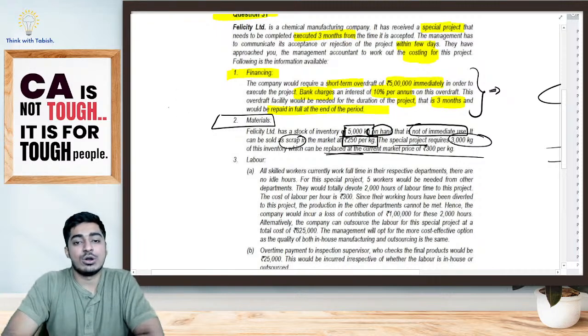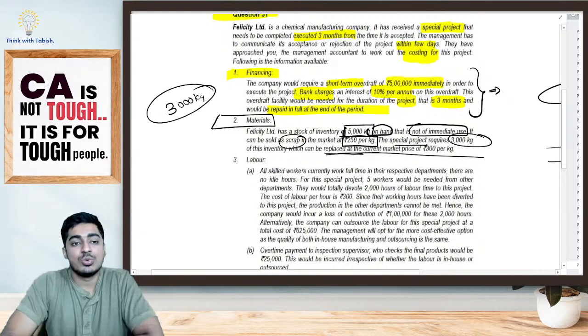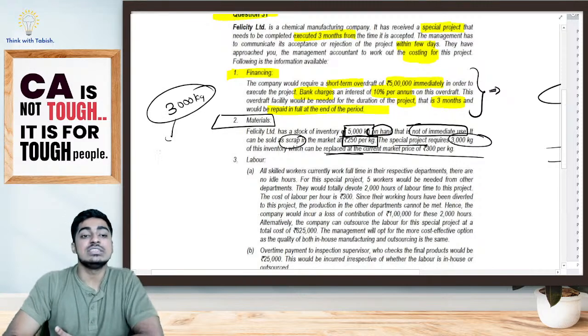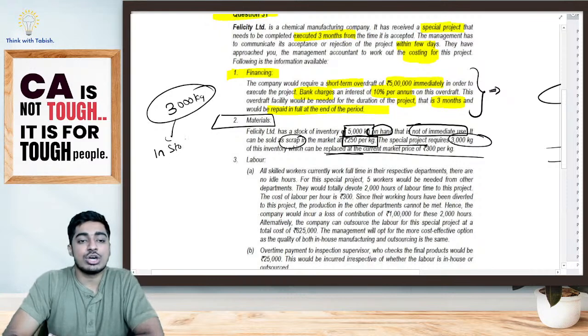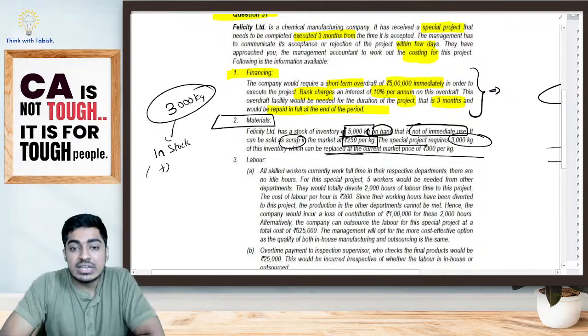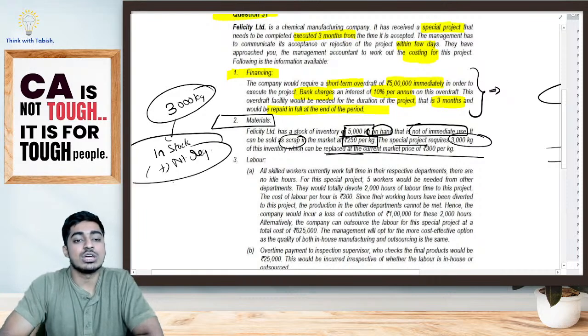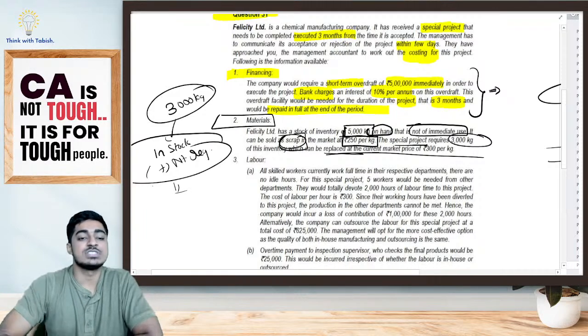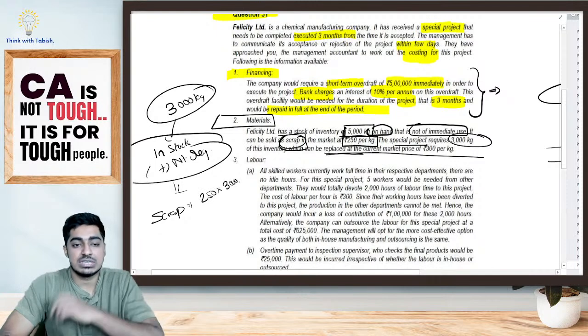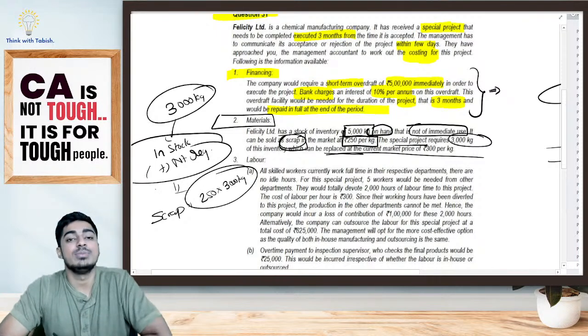Altogether, how many kgs do I want for the special project? 3,000 kg. Do I have it in stock? Yes, 5,000 kg is in stock. Am I using it regularly? It is not of immediate use, not regularly used. So I was thinking of selling it as scrap. The realizable value will be relevant. Realizable value of 250 per kg into 3,000 kg is what is going to be relevant.